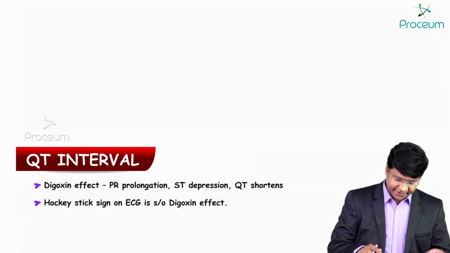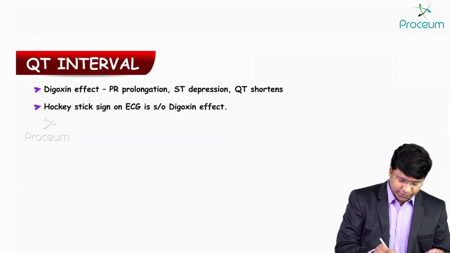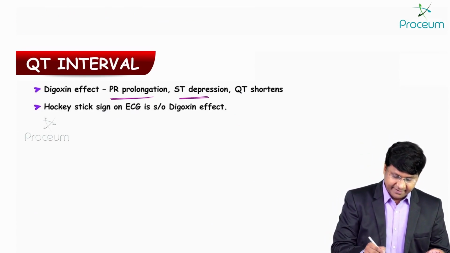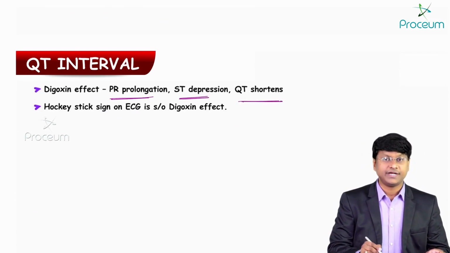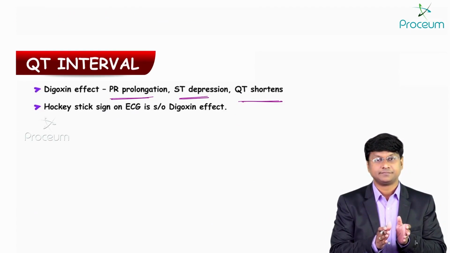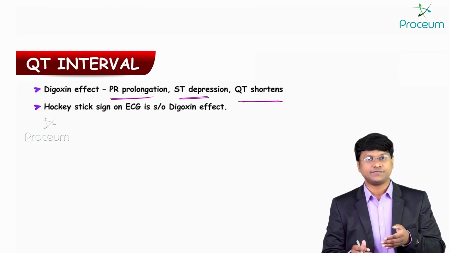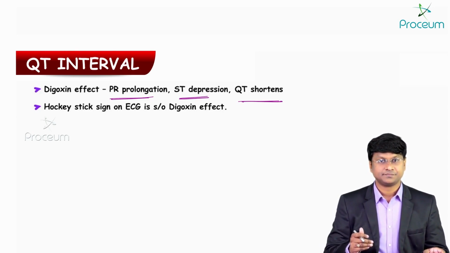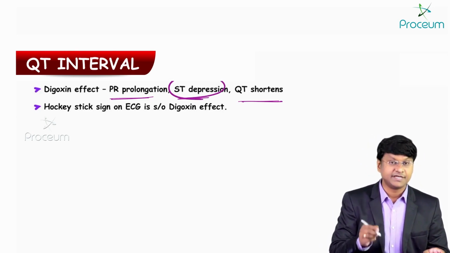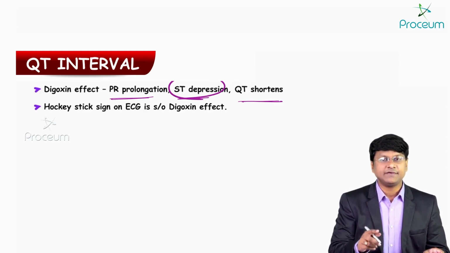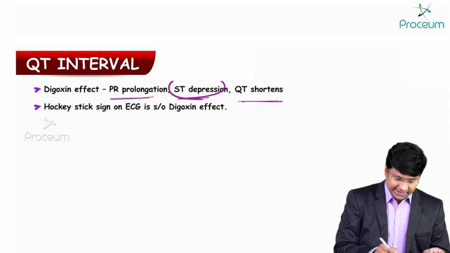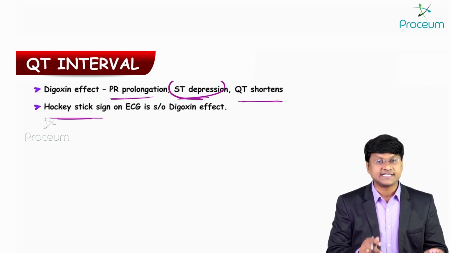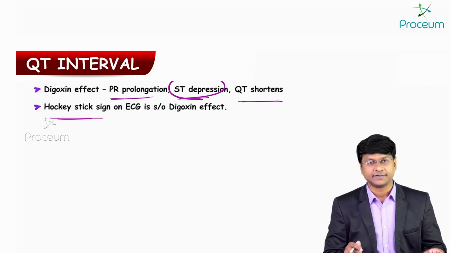In digoxin effect, the ECG features include PR interval prolongation, ST segment depression, and the QT interval being shortened. The ST segment that is being depressed will give you a classical hockey stick sign on ECG, and that is what is suggestive of the digoxin effect.